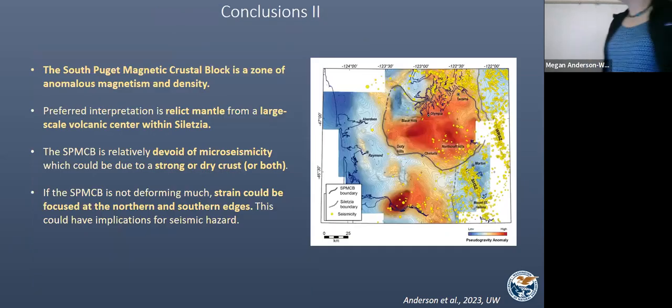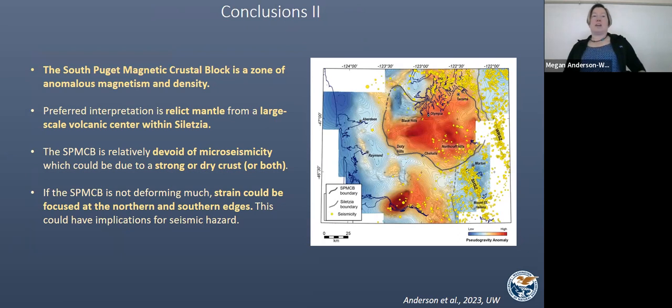Okay, so conclusions for number 2. We have this block, it's a zone of anomalous magnetism and density. Right now, we're thinking it might be relic mantle from a large-scale volcanic center within Siletzia. It's pretty devoid of microseismicity, and that could be due to a strong or dry crust or both. And if it's not deforming much, strain could be focused at the northern and southern edges, and so this might have an implication for seismic hazard going forward.